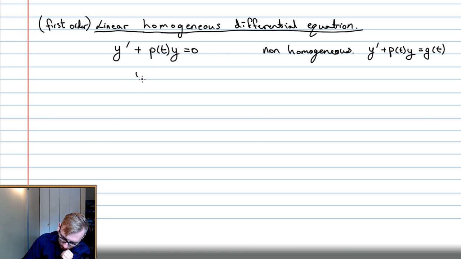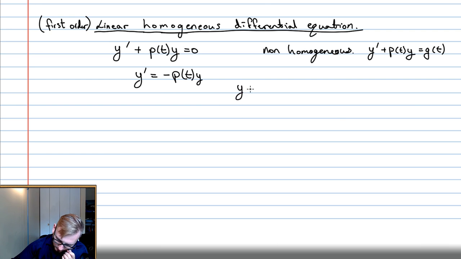So this means that y prime equals negative p of t times y, which means we need a function whose derivative is equal to negative p of t times itself. So the only one you really think about is the exponential function.